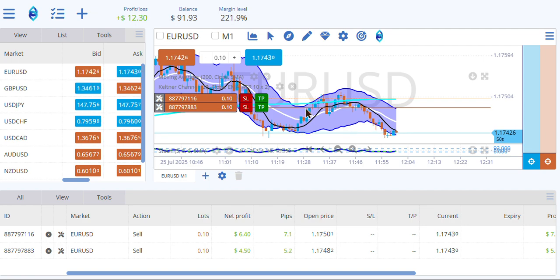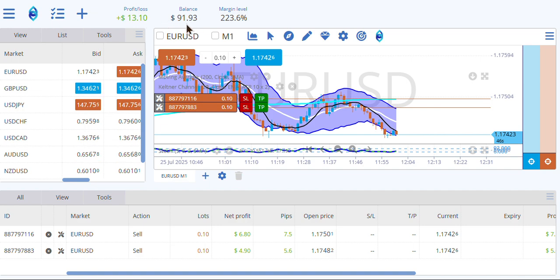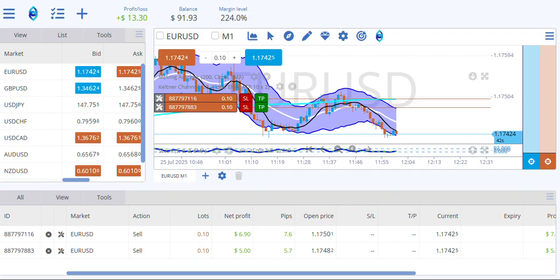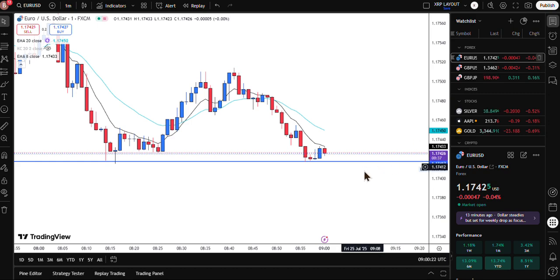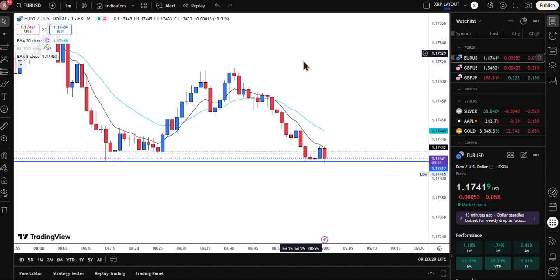1 minute chart. This is what it looks like on trading, on the actual Liquid Brokers, which is the trading account that I use. This is Trading View. This is what I use to mark my charts.